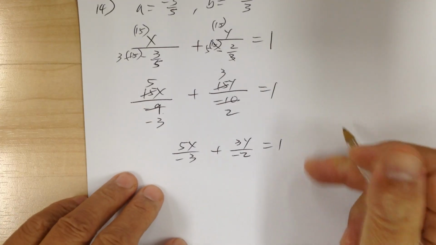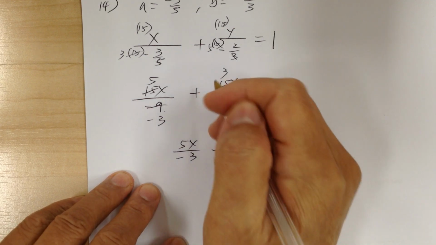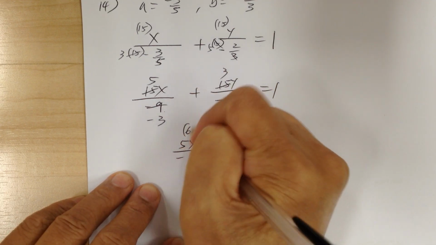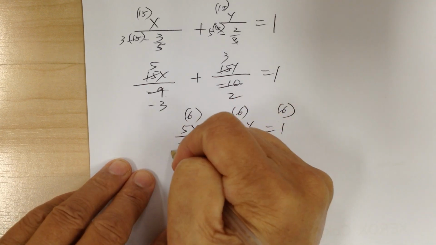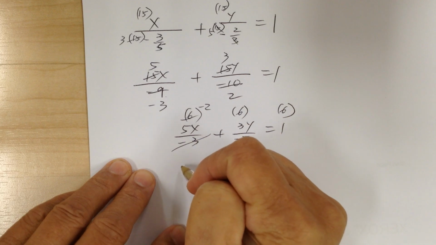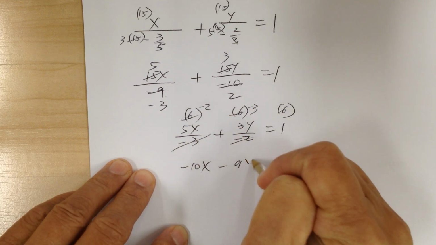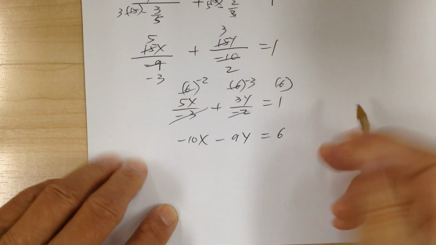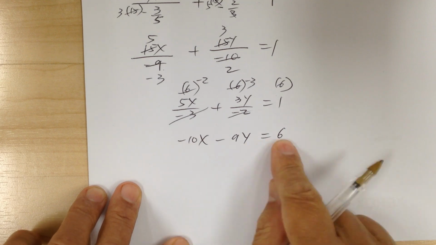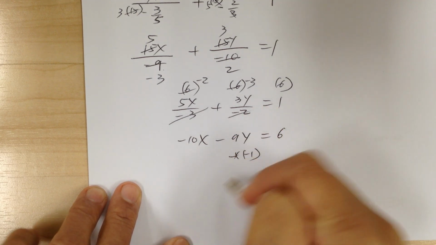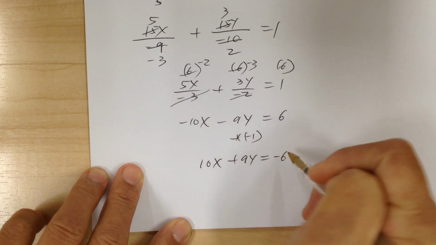Now I'm going to multiply by the common denominator again. So I'm going to multiply by 6. This is going to be a little bit messy. When you cancel, you're going to get negative 2, so it'd be negative 10x. This one you cancel, you get negative 3, so it'd be minus 9y equal to 6. Now in standard form, you cannot have a negative in the beginning, right? So what you need to do is multiply by negative 1. So you're going to get 10x plus 9y equal to negative 6.